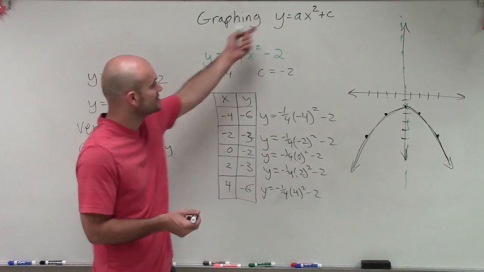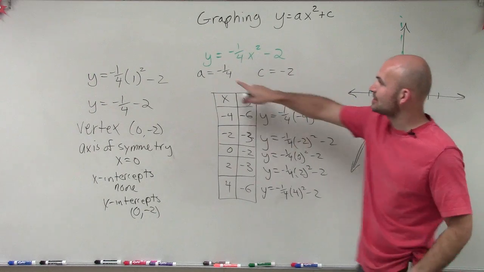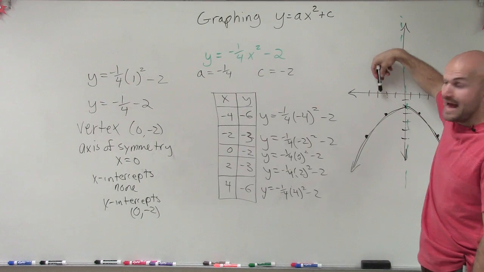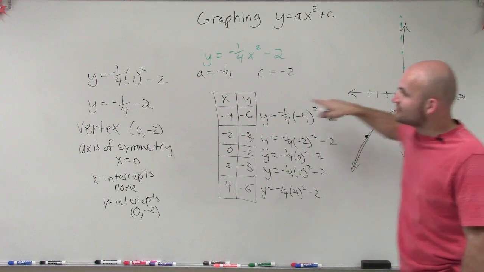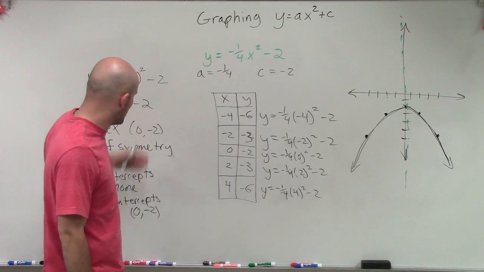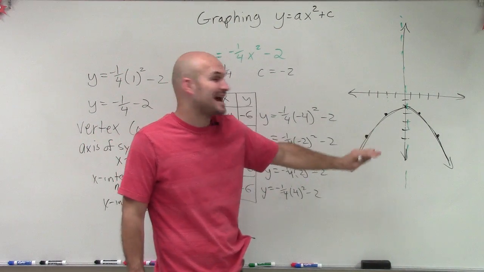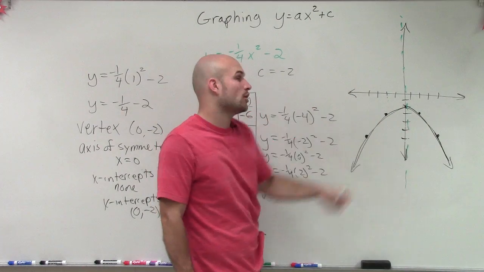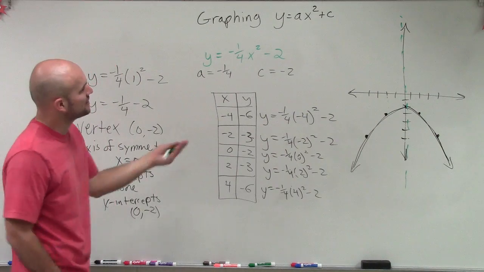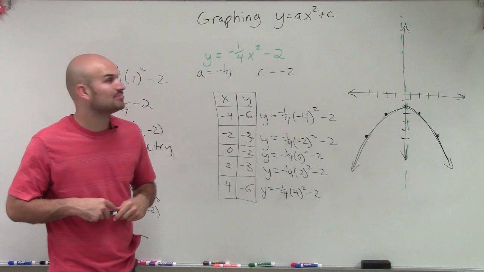So just notice, ladies and gentlemen, when we have our equation in y equals ax squared plus c, our a made our graph shift downward. So therefore, our vertex is now a maximum point. We now have a line of symmetry still at x equals 0. And we now have a c that has shifted the graph down because it's negative, shifted our whole graph down 2 units, which is very interesting. So there you go, ladies and gentlemen. That is how you graph an equation using the table when it's in the form of y equals ax squared plus c. Thanks.